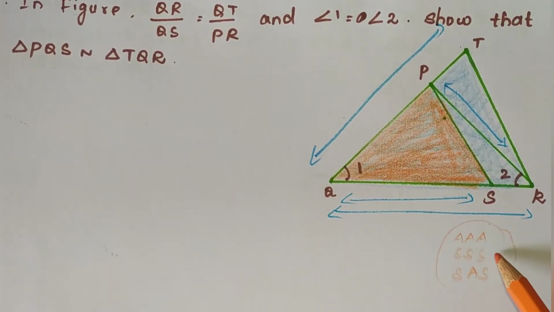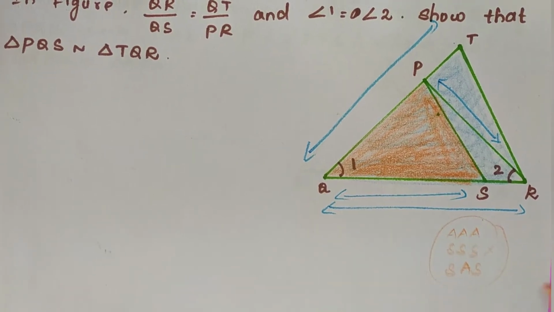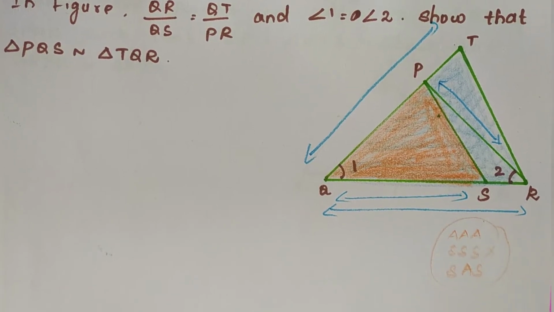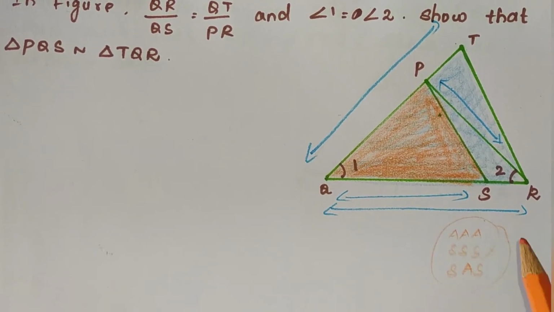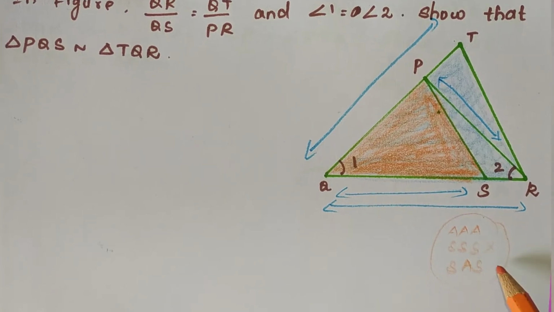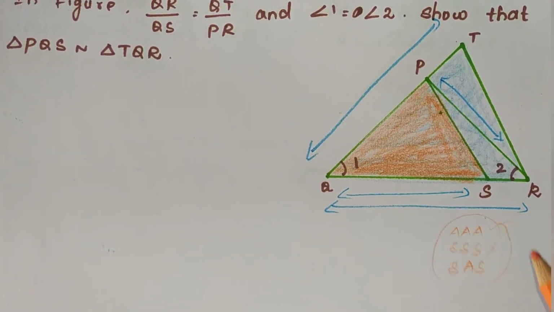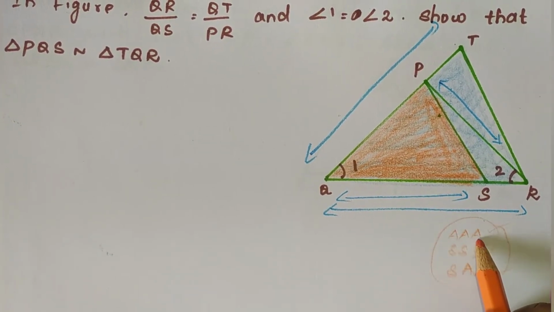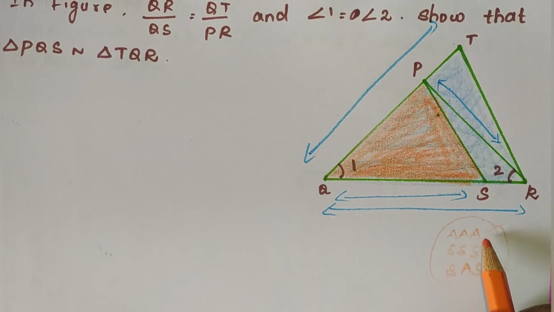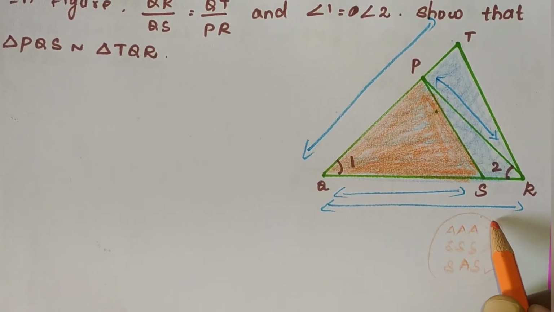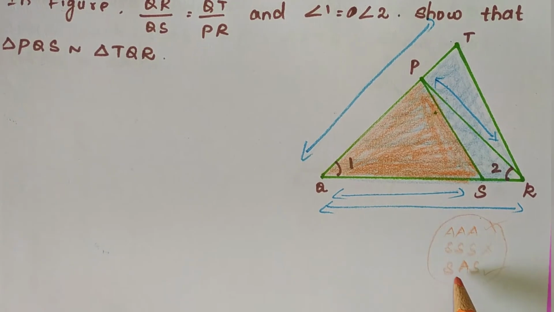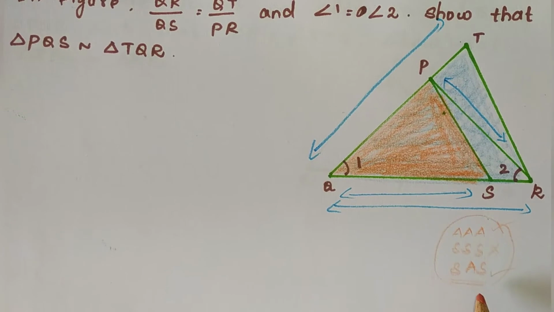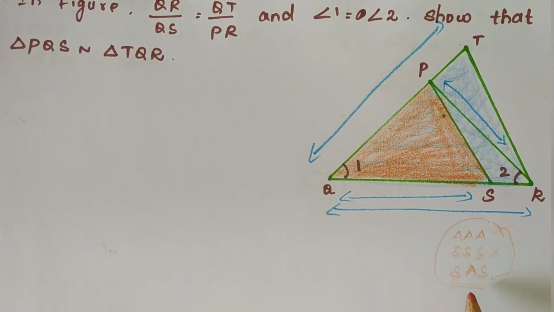So we can't choose SSS, because in that similarity criterion all the sides are in the same proportion. And I can't choose AAA because they said only one angle is equal, not all three angles. So I'm going to choose SAS. We have to think about how we can prove it.